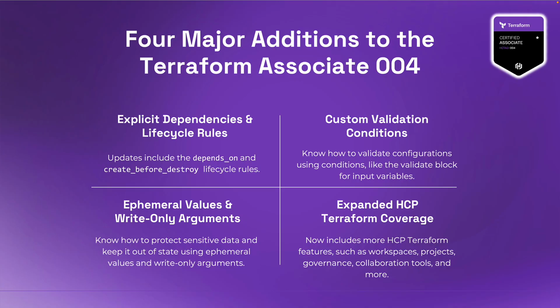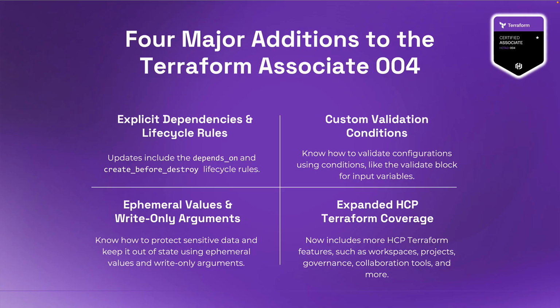So moving to the top right here, we have custom validation conditions. Now, this one's really practical and it is brand new. We did not have anything in the past around this. You're going to need to know how to validate your configurations using conditions like the newer validate block for input variables. Think of this as adding guardrails to your Terraform code, and it's really going to help make sure people are passing in the values that make sense before Terraform even tries to apply anything. And this is really helpful when you're using things like modules.